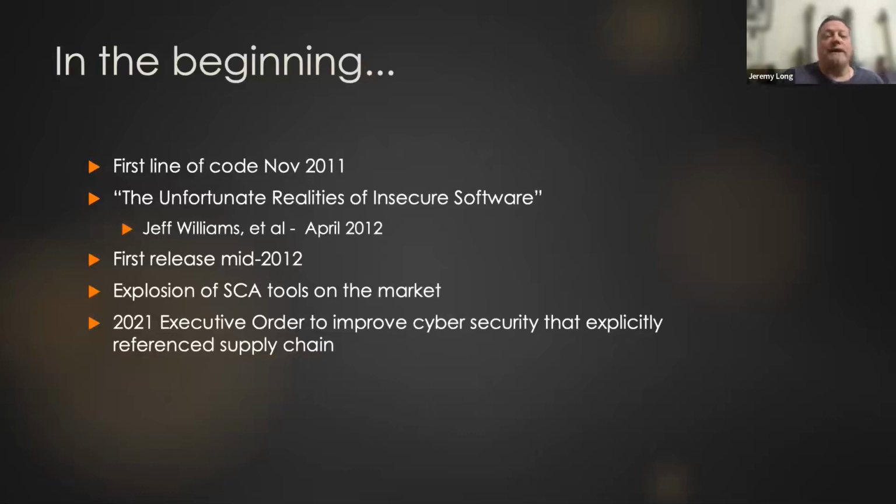The first paper really talking about software composition analysis, though it wasn't even called software composition analysis then, was The Unfortunate Realities of Insecure Software by Jeff Williams and Arshan and others in April 2012. I first released Dependency Check in mid 2012. And as I said, we've just seen an explosion of what's happening in the market beyond some of the traditional SCA stuff that I've been talking about. We're seeing some very cool stuff just now starting to come out from some of these vendors.